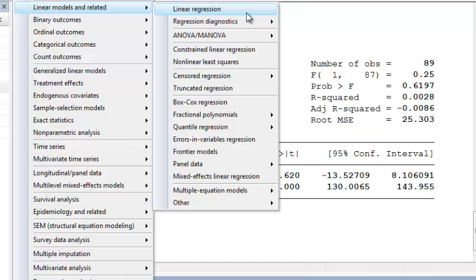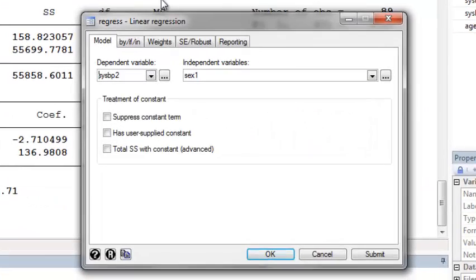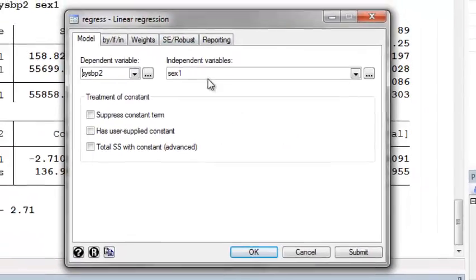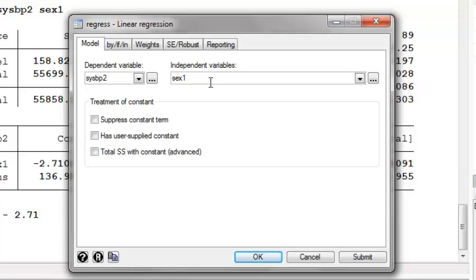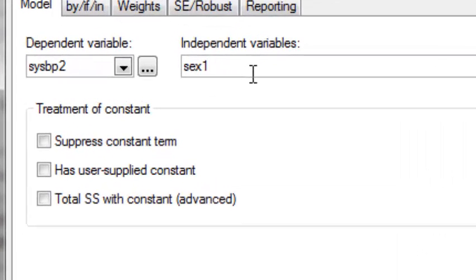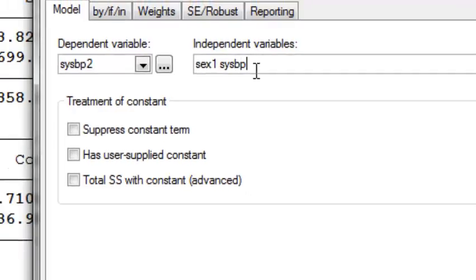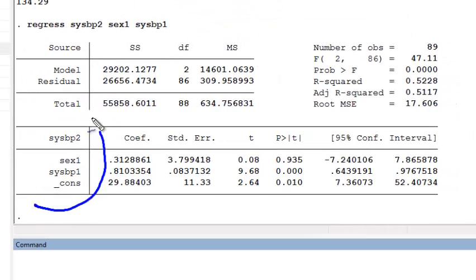To fit a multiple linear regression model, we again just go to the linear regression window in Stata, and we could just add more independent variables to the independent variables box. So we could now include sex1 and systolic blood pressure at exam 1. And now you can see the only thing that changes in your regression output is that you have an additional regression parameter for which you receive Stata output.